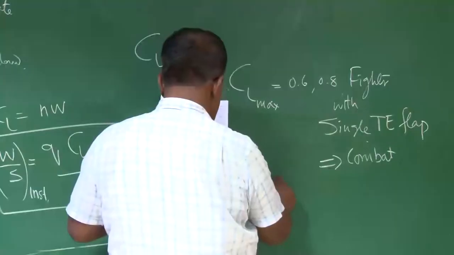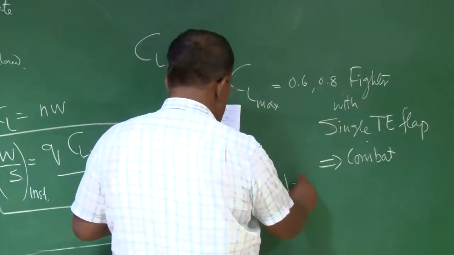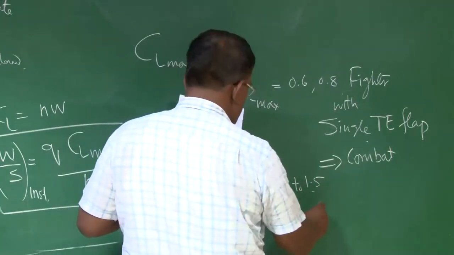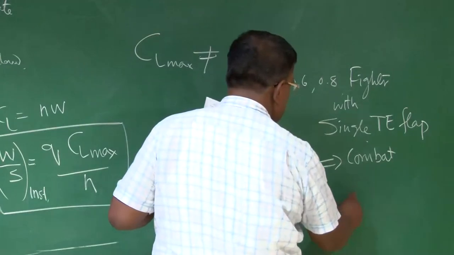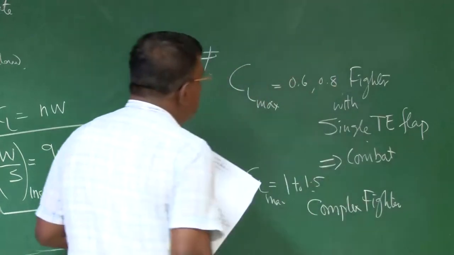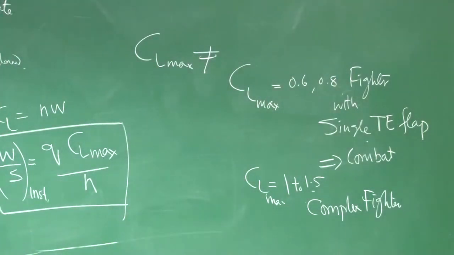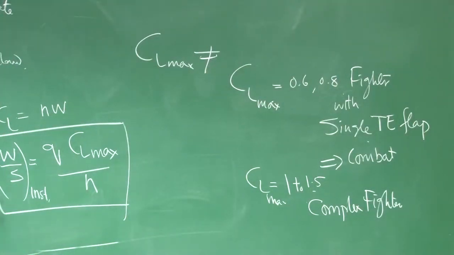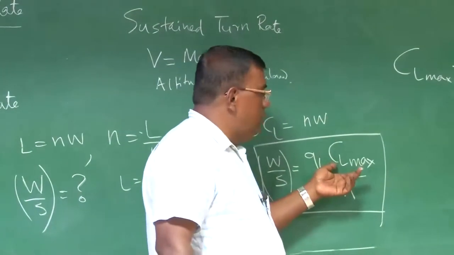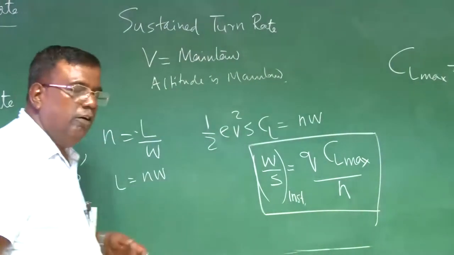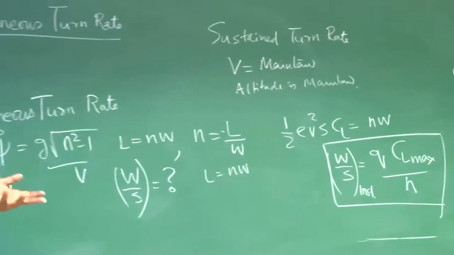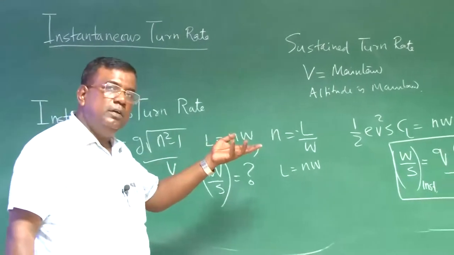Similarly, CL max could be 1 to 1.5 for a complex fighter aircraft. But when I write this, please understand that at high speed, maybe around 300 meters per second, if you are doing a combat, then there's a lot of drag penalty and a lot of excess thrust is required, right? But if an airplane is meant for that, then you have to have this much wing loading.